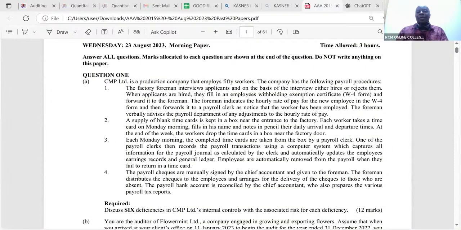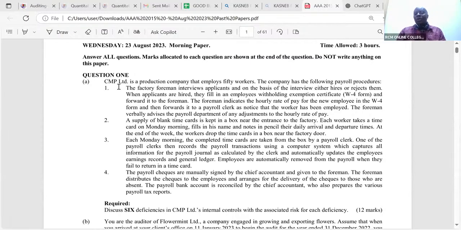So here I am. I will display the question paper. So that is the question here. This question was tested in August 2023. It was question number 1.